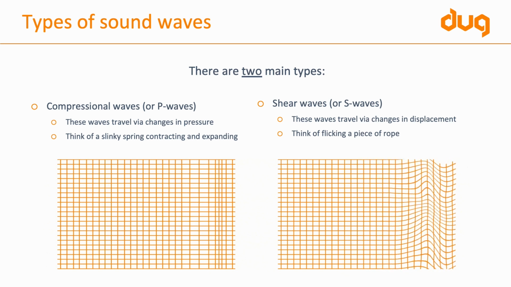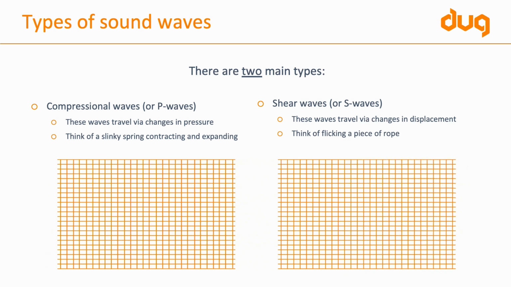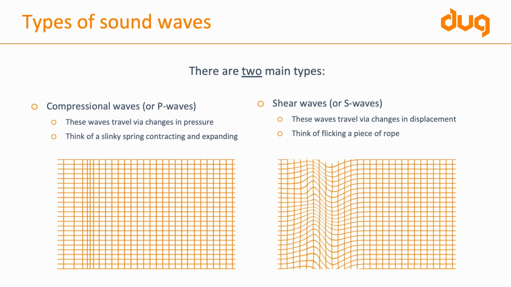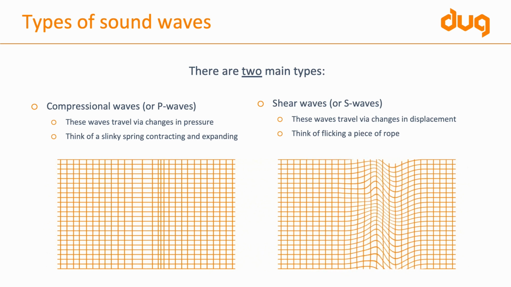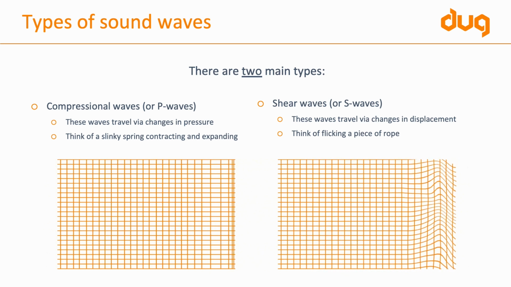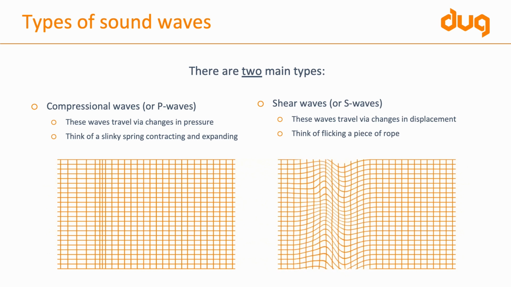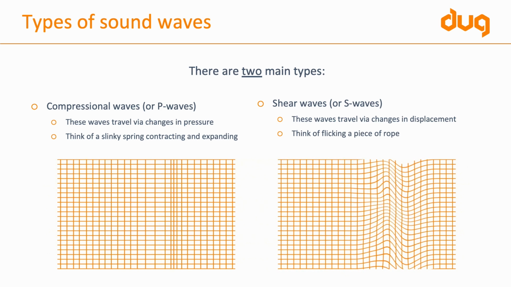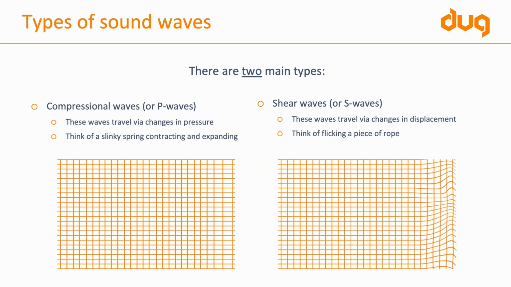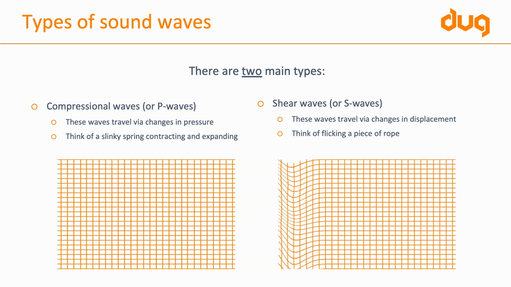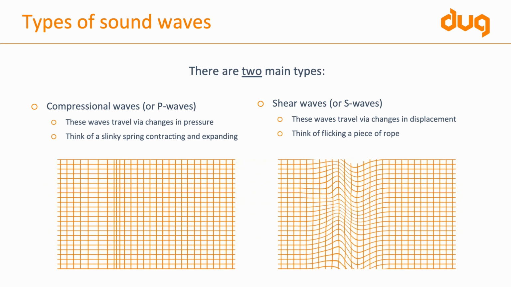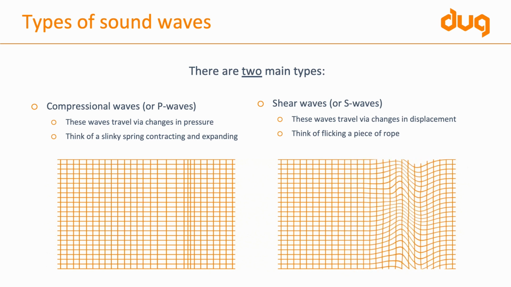P waves travel via a change in pressure, like a slinky spring expanding and contracting. Indeed, my voice is travelling to your ears right now via a P wave through the air. S waves travel via a change in displacement, like flicking a skipping rope. S waves can only travel through solid materials. P waves can travel through both solids and fluids.